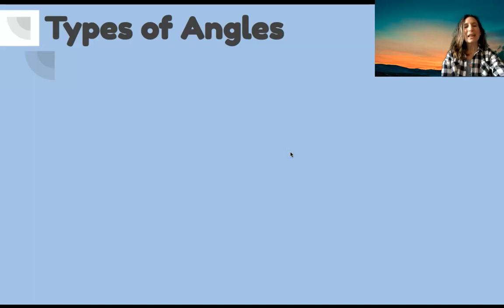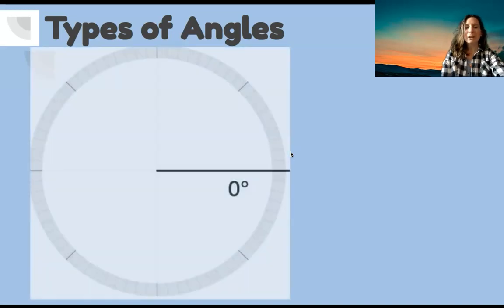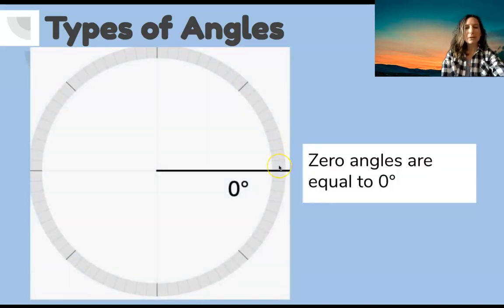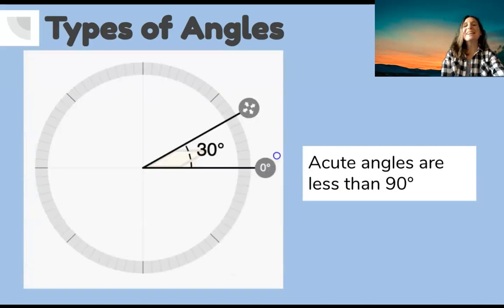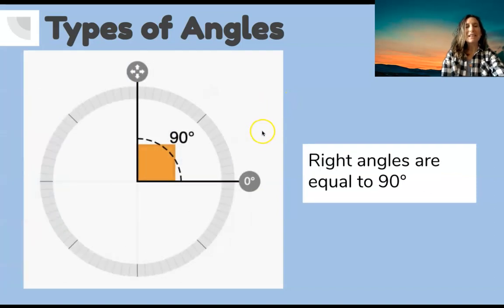I'd like to look at the types of angles today. Let's look at this first one. A 0-degree angle is just a line, right? 0 degrees. Next angle we're going to look at is an acute angle. An acute angle is anything less than 90 degrees. So anything less than this line right here, which is 90 degrees. When we look at an angle, we're going to look at the inside of this measurement right here. That's an acute angle.